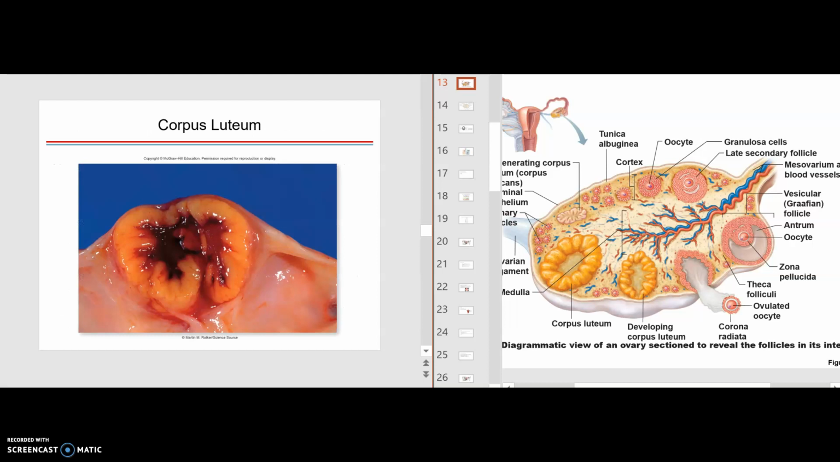So here's the corpus luteum. You can see that space left because it has popped out. This here has popped out. Ovulation.